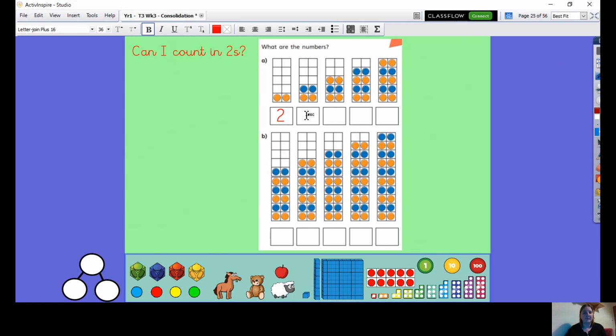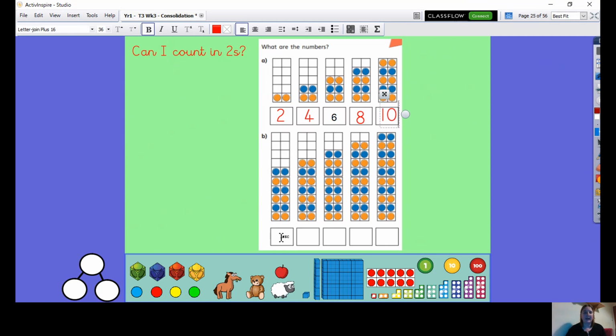So we've got 2. We've got 4. Oh, no, not 5. 6. And then the numbers have changed. So we go 2, 4, 6. And if I'm not sure, I could now be counting these. 1, 2, 3, 4, 5, 6, 7, 8. And then we've got a whole one of those filled up. So I know that that's 10.